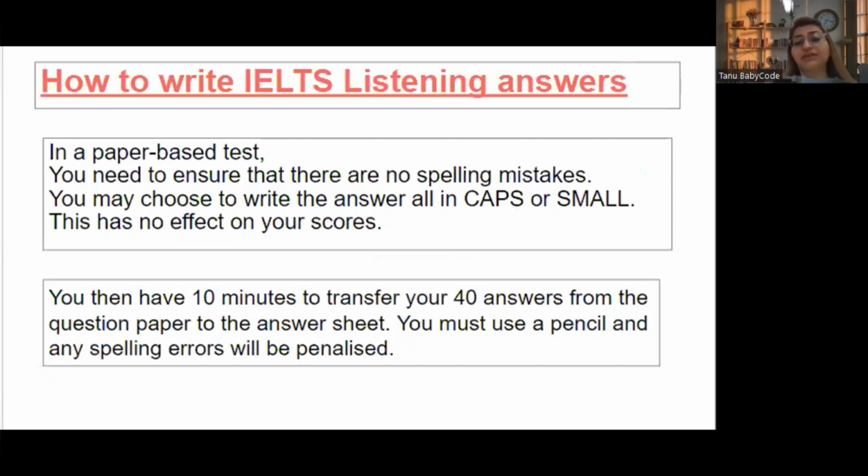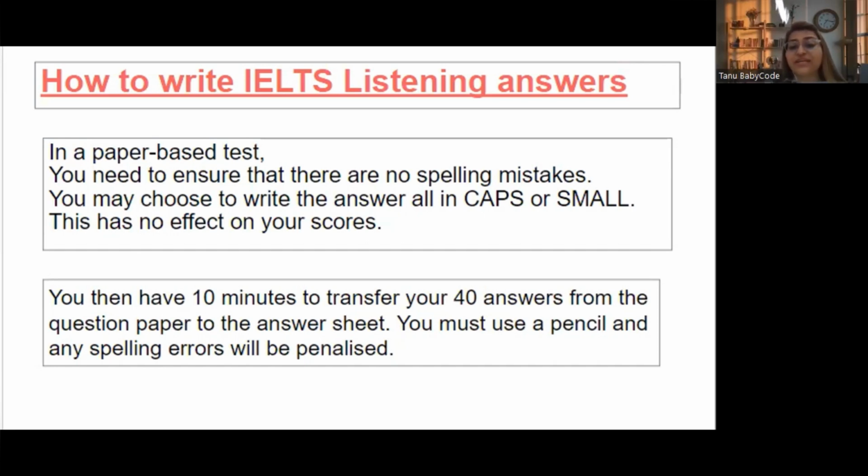Now, how do you write these listening answers on a paper base? You need to ensure that you are not making any spelling mistakes. If you're writing the answer correct, but the spelling is incorrect, you will be marked as wrong. You will not get marks for the same. You may choose to write all the answers in caps or smalls. It's your choice. You can write all the answers in capitals or in small letters. This has no effect on your score. This is your complete choice.